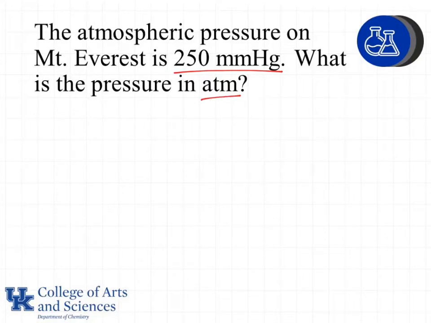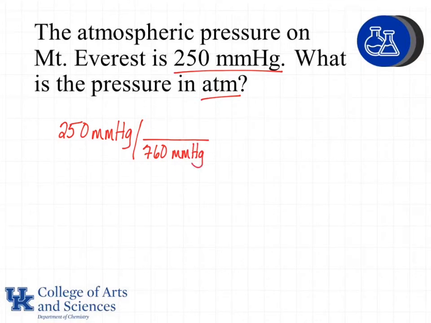We only have one number given in the problem, and it is a simple unit, so we're going to start with 250 millimeters of mercury in our setup. We know that millimeters of mercury belongs on the bottom of the next step because we want to cancel out those units, so we have 760 millimeters of mercury is equal to 1 atmosphere of pressure. Millimeters of mercury cancel out, and when we do the math, we get 0.33 atmospheres of pressure.